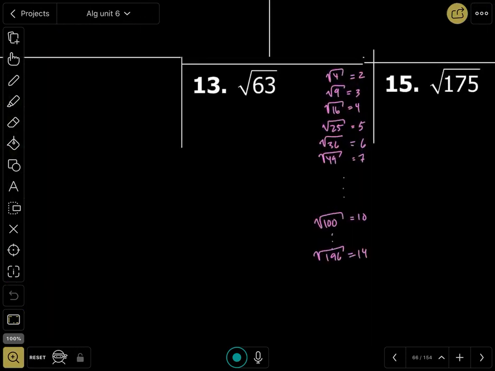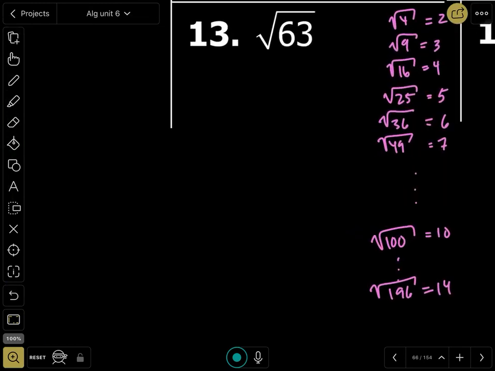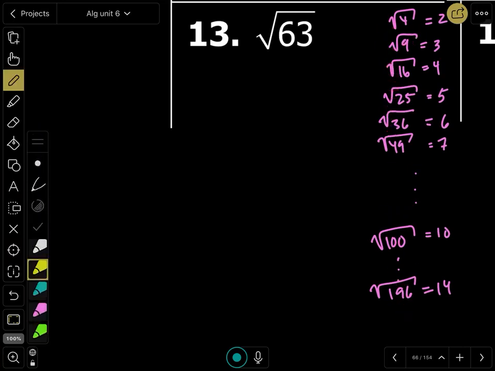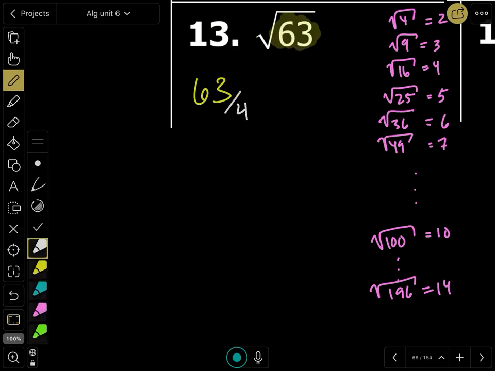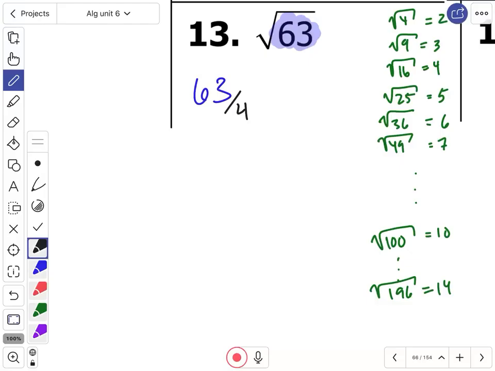So let's look at this first example here. To the right here, I've just listed some perfect squares. So the square root of 4 is 2, and so on. And our strategy for solving these problems is we're going to take the number under the radicand, so the number under the square root sign, and divide it by the perfect squares. So 63 divided by 4.